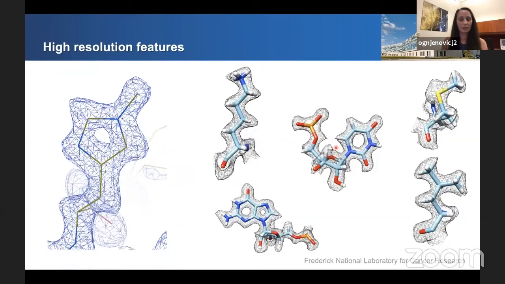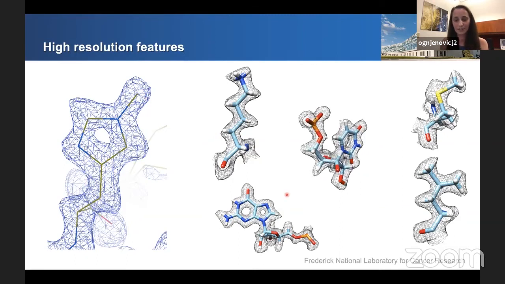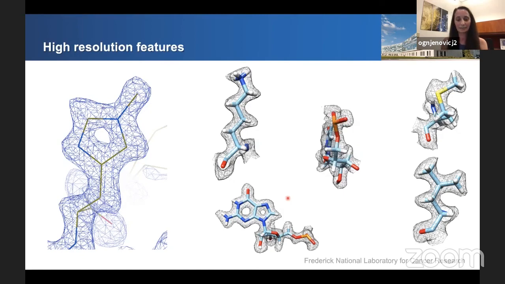And again, the local resolution plot shows that the core of the large ribosomal subunit extends past 1.6 angstrom resolution. And here are just some high resolution features we are seeing in this map. Again, this is the methylated histidine that I already discussed, and it is obvious that this histidine 245 is again methylated. Density just shows this methylation quite clearly. And there are some other high resolution features that we are seeing in this map.